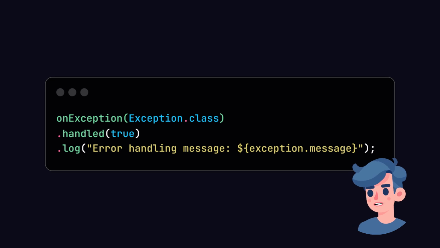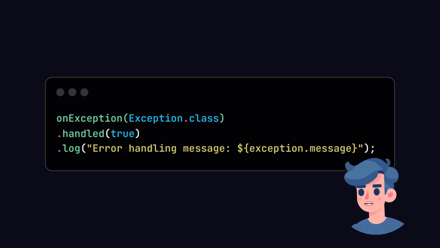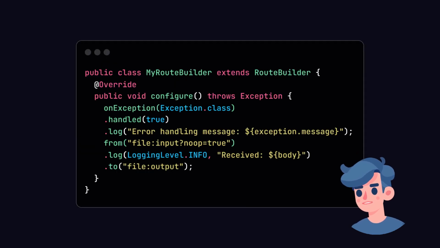Next, let's talk about error handling. It's vital to anticipate and handle errors appropriately in your Camel routes. You can utilize the onException block to define what should occur if an exception is thrown during message processing. Add the onException block to handle and log any exceptions during processing. This strategy will prevent your route from crashing and provide valuable information for debugging.